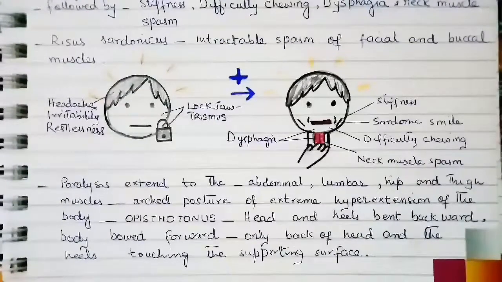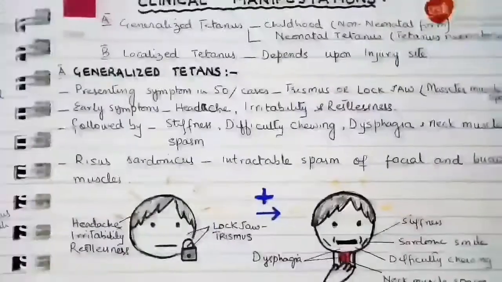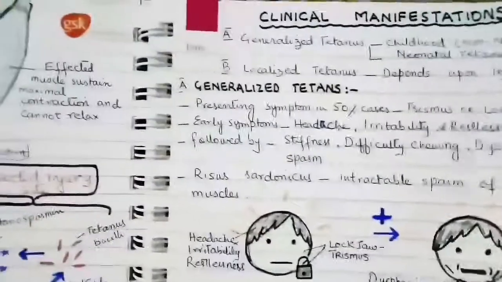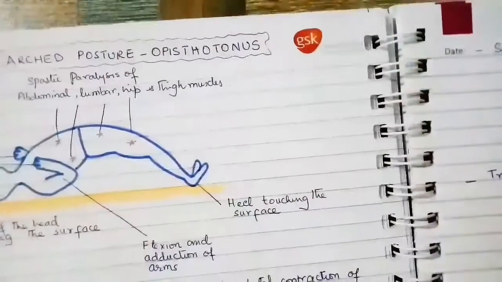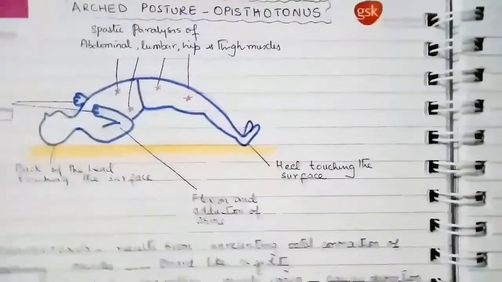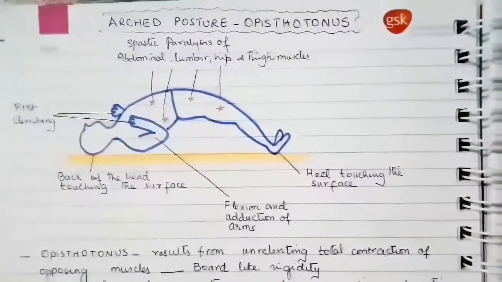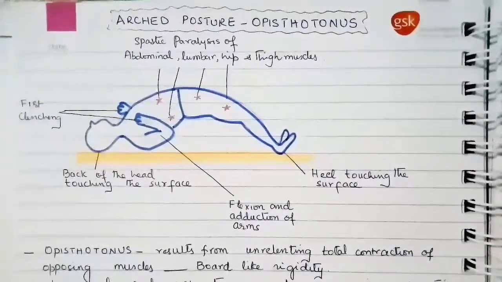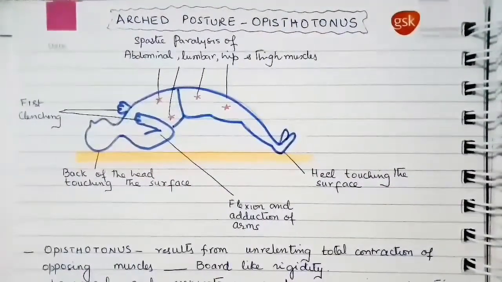Later spastic paralysis extends to the abdominal, lumbar, hip, and thigh muscles, and the child assumes an arched posture of extreme hyperextension of the body. This posture is called opisthotonus. Head and heels bent backwards, while the body is bowed forward. Only back of the head and the heels touch the supporting surface. Laryngeal and respiratory muscle spasms may also occur, resulting in airway obstruction and asphyxiation.